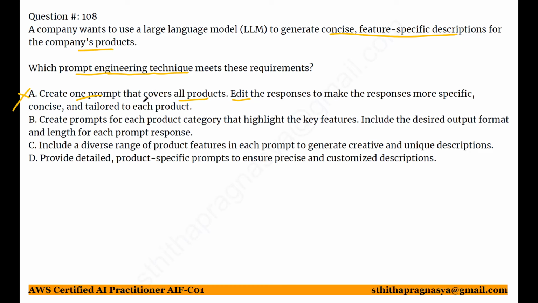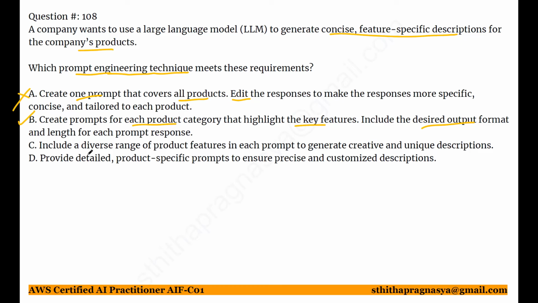So eliminate it. And option B, this particular approach ensures that each product category is addressed with tailored prompts focusing on its key features. Specifying the desired output format and length ensures consistency, conciseness, and alignment with business goals. This balances efficiency and specificity, making it ideal for generating concise, feature focused descriptions. So I think this is the right answer, as it effectively meets the requirements in an efficient and organized manner.